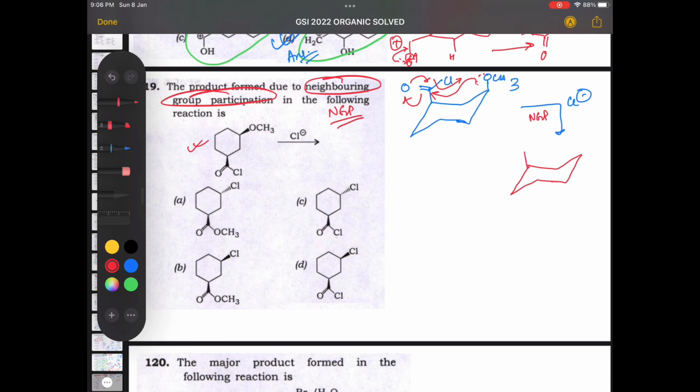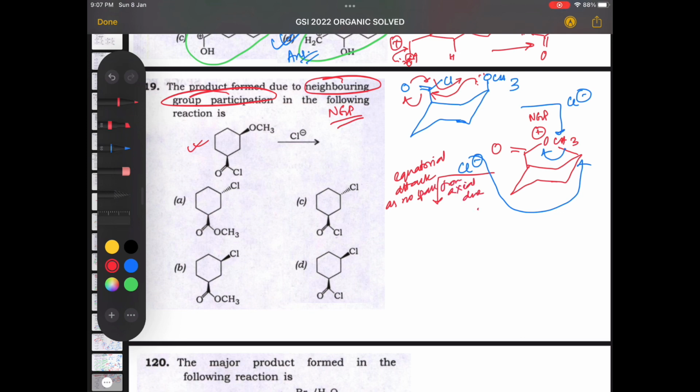the acid chloride COCl group, and a 5-membered ring ensues, and we get a 5-membered ring with a positive charge on the oxygen of the methoxy. Now the chloride that has been given to us attacks via equatorial attack, and it actually opens up the ring. So equatorial attack takes place because the top part, that is a ring has formed, a bridge has formed, hence the top part is not accessible to chloride, and hence due to NGP the equatorial attack of Cl- takes place, and this is our product.